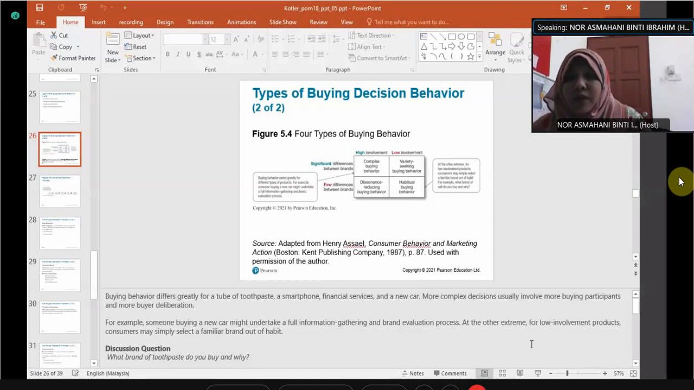Habitual buying behavior. You will see the involvement from a consumer is low, right? Compared with the other types of behavior, and you see only few differences between brands. What kind of products actually? Yang habitual buying behavior. Jarang sangat you tengok you involve a lot. Can I get an answer from you? Takut I cakap seorang tak faham.